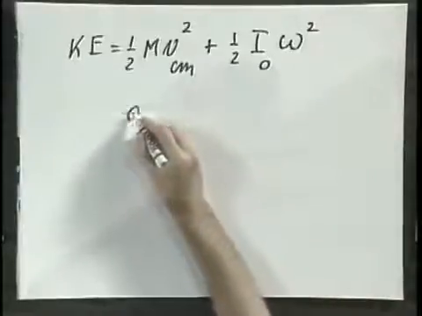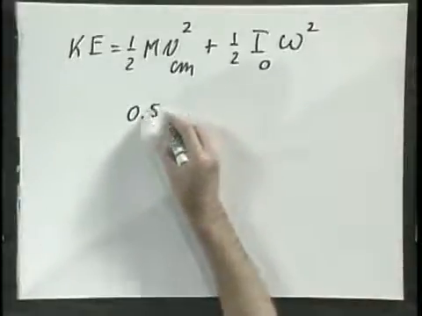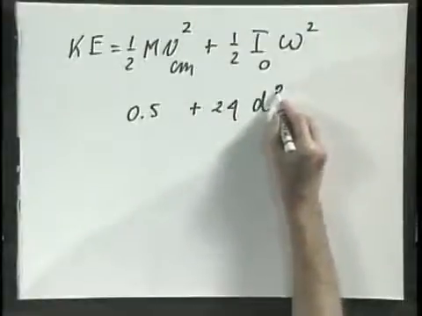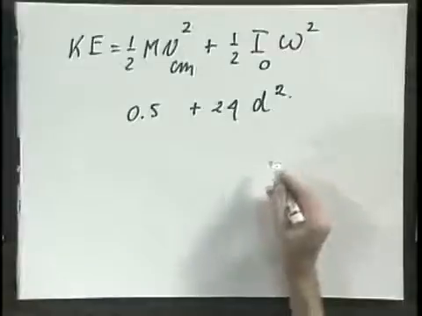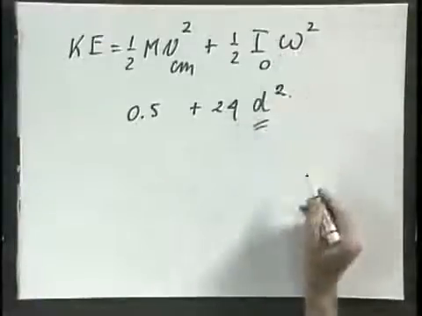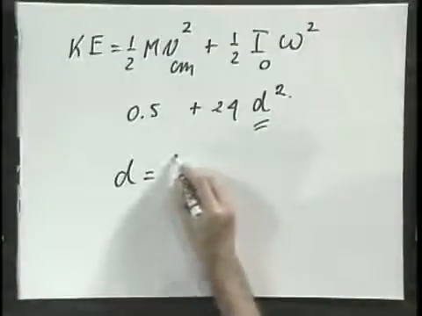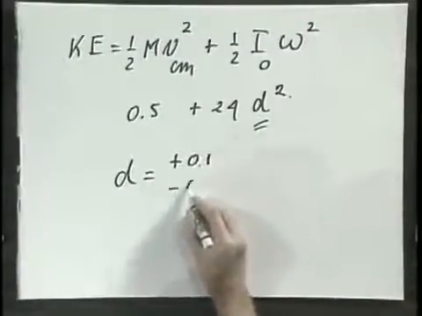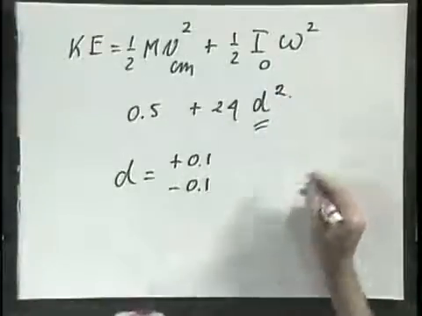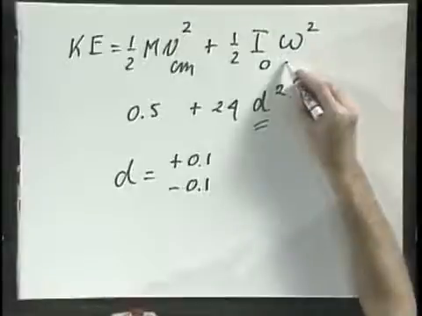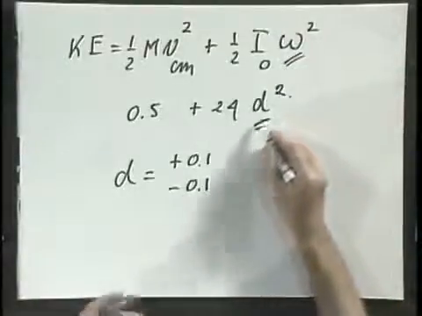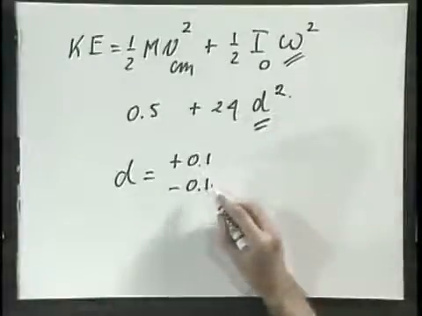For the numbers that we have chosen, we get 0.5 plus 24 times d squared. Now the kinetic energy does depend on d. That's obvious because omega depends on d. But whether you take d plus 0.1 or minus 0.1 meters, you would find the same kinetic energy. The reason is obvious, because the kinetic energy is proportional to omega squared. It doesn't care about the sign. It's proportional to d squared. Whether d is positive or negative makes no difference.